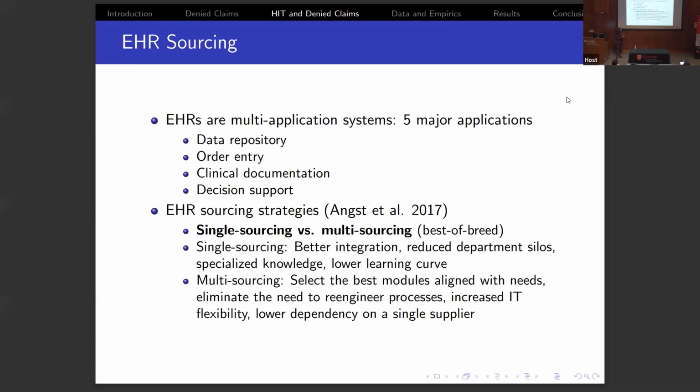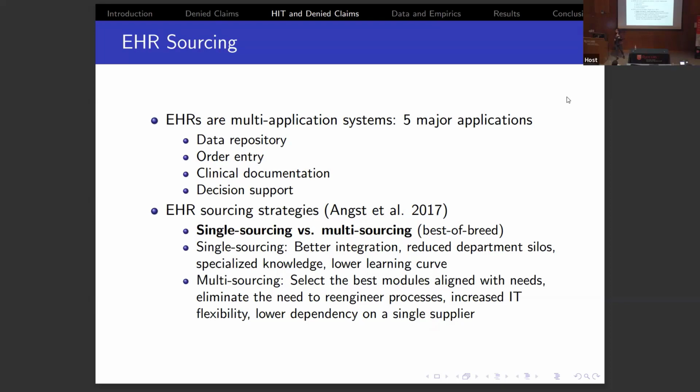Reduced department silos, reduced communication costs across different departments within the organization, more specialized knowledge of the IT staff because they have to deal with one single vendor. And an important part is also that it lowers the learning curve for physicians, nurses, the clinical staff that actually use these systems. So if you talk to any physician or any clinician using electronic health record systems, they usually don't like them, right? Because they have the burden of data entry. They think it takes time away from their interaction. So it is a difficult system to use from their perspective.